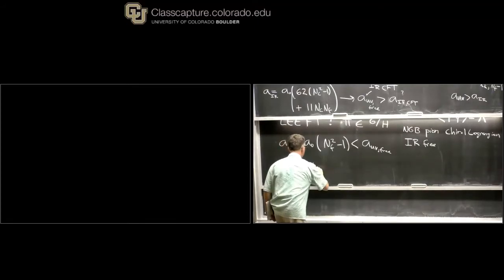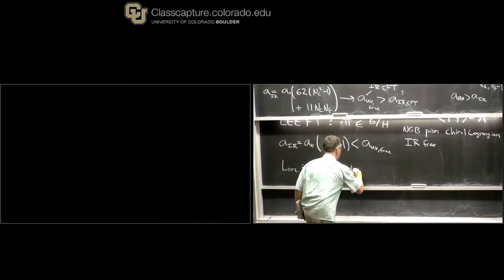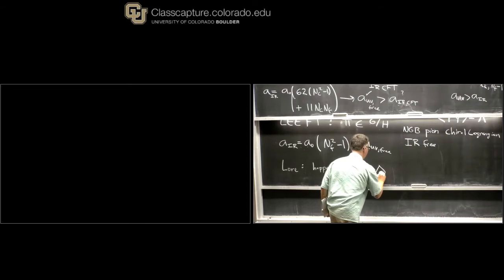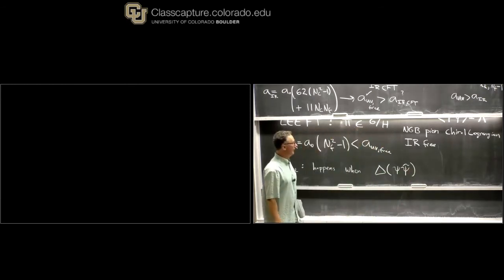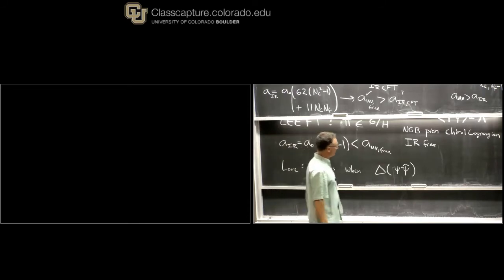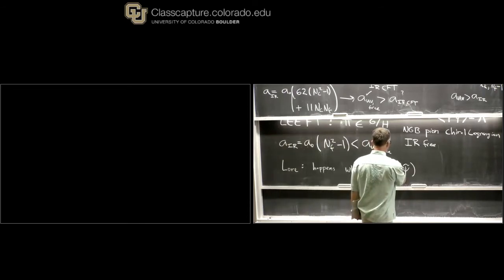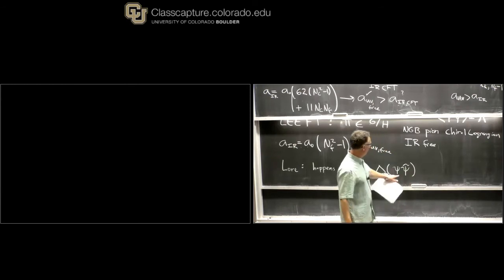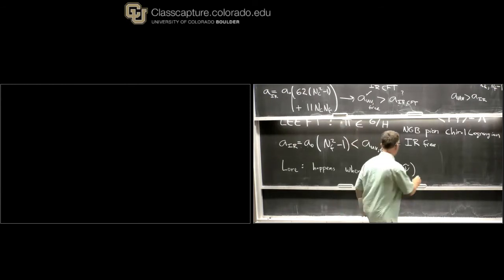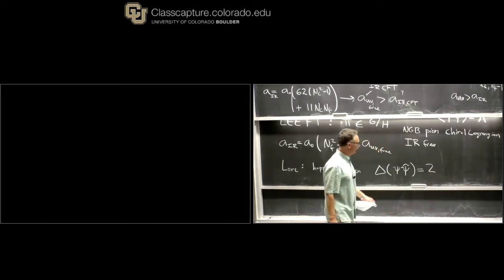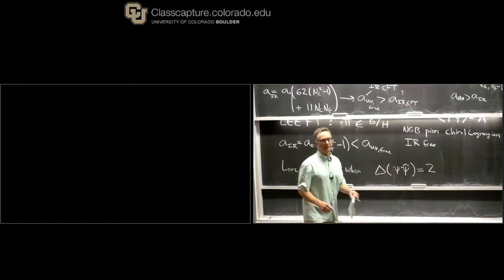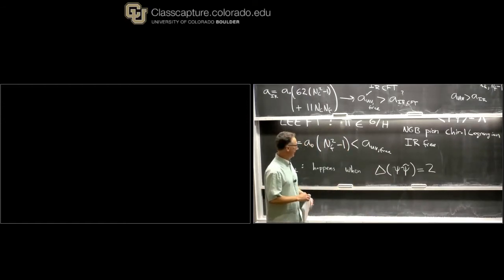is that this happens when the dimension of this operator psi tilde, which is a gauge invariant operator, classically in the ultraviolet its dimension is 3, and then the lore is that this happens when this is equal to 2. And the unitarity bound for this, by the way, is 1, because this is a scalar operator, so the unitarity bound has to be bigger than 1.